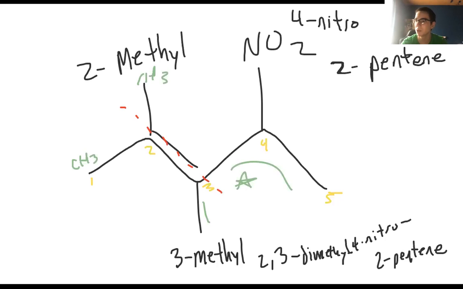So cis and trans won't really work in this case. So if you were to write 2,3-dimethyl-4-nitro-2-pentene, that will be the correct answer. Got you. Cis and trans don't really apply to this one. Okay. Thank you.